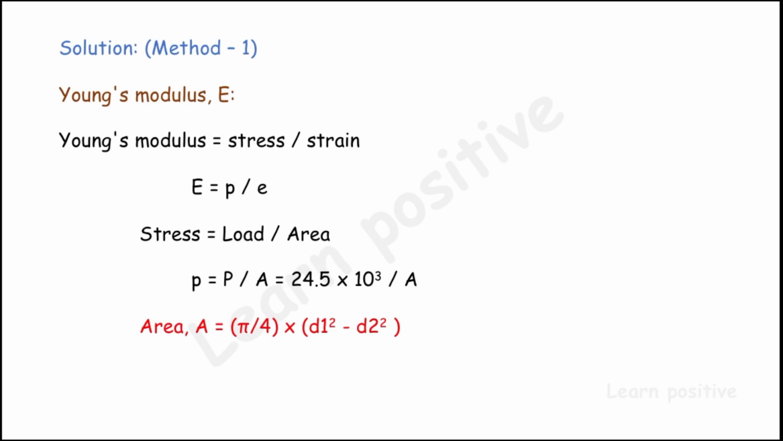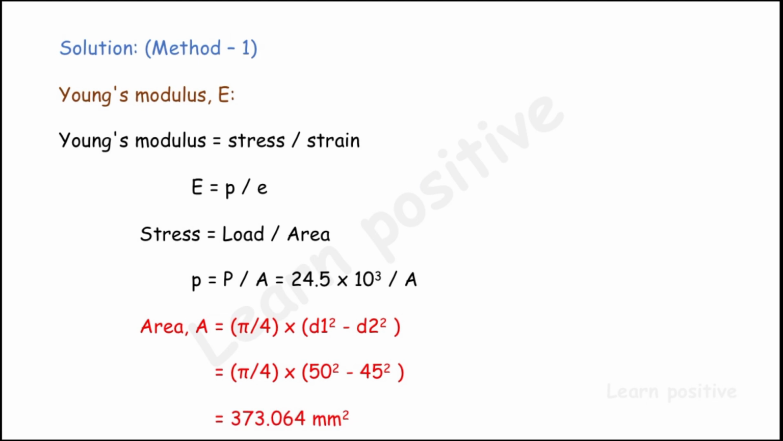For that we are using the formula pi by 4 into d1 square minus d2 square, that is external diameter square minus internal diameter square. So now I am going to substitute the value of external and internal diameter, that is pi by 4 into 50 square minus 45 square. The value of that is 373.064 millimeters square. So this is the area.